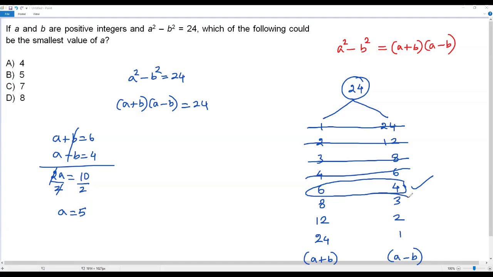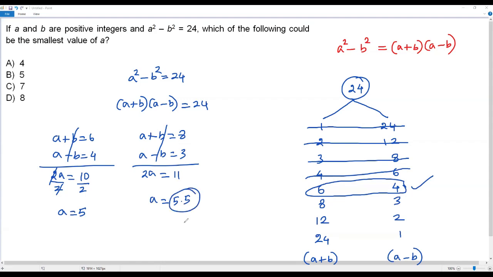Okay, now let me check this particular pair of factors. That is A plus B is 8 and A minus B is 3. Let me write it over here. A plus B is equal to 8 and A minus B equals 3. Okay, now let's solve for A in this equation. Plus B, minus B will cancel. 2A equals 8 plus 3, which is 11. When I divide both sides by 2, I'm getting A equals 5.5.